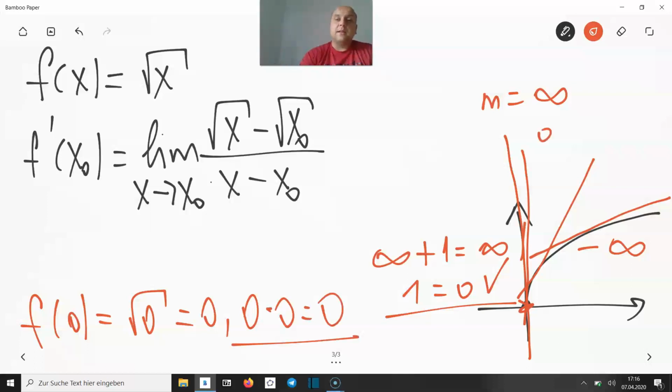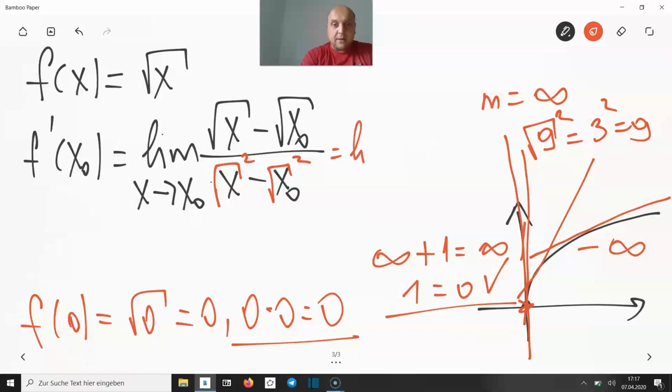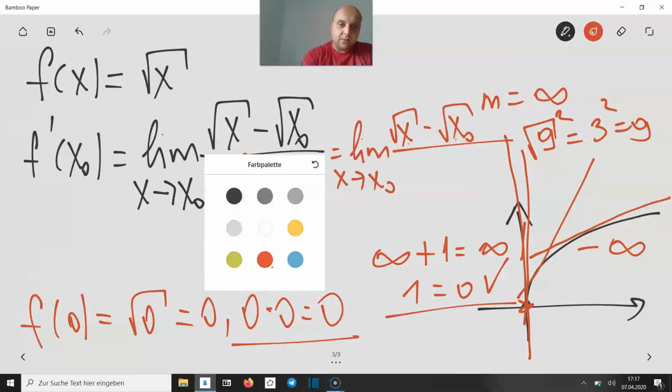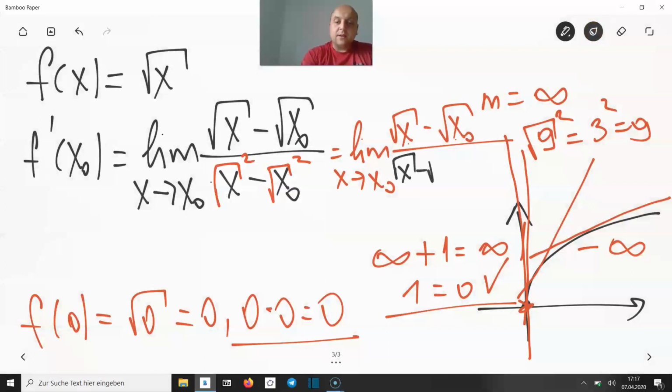Remember that you can write 9 as square root of 9, squared, which is 3 squared, which is 9. So basically every positive number can be written as square root of the number squared. We're not changing anything. Let's do it here. We're only defined for positive values or 0, where this is applicable. And now we can apply the binomial formula in the denominator, as you can see. So we have square root of x minus square root of xo, divided by square root of x minus square root of xo times square root of x plus square root of xo.